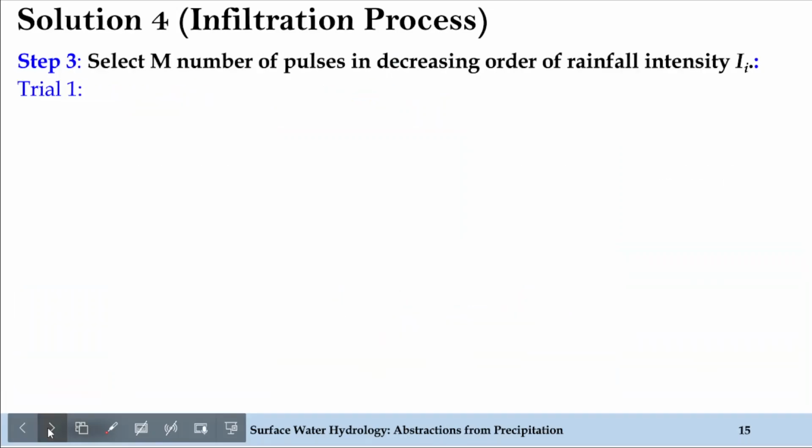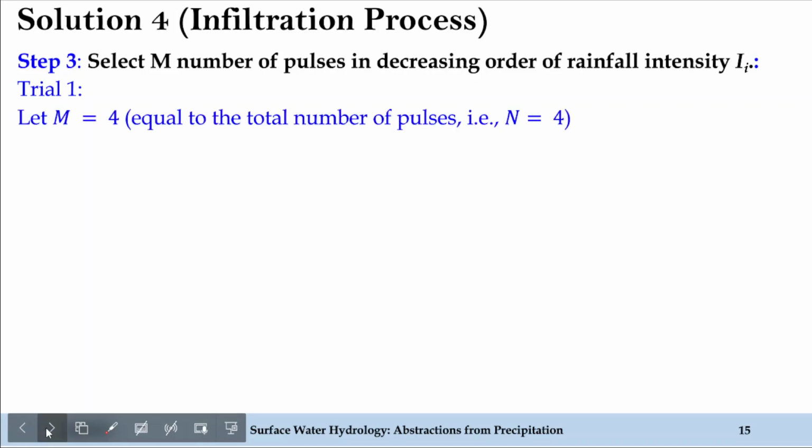So from here, I want your full attention. In step 3, we need to select m number of pulses in decreasing order of rainfall intensity. Let's first take m equal to 4. This is how we are randomly starting. There were 4 pulses.